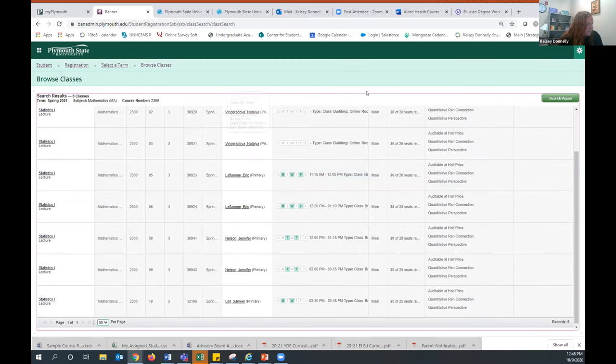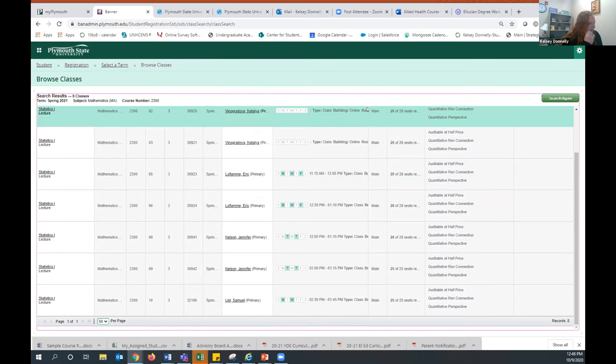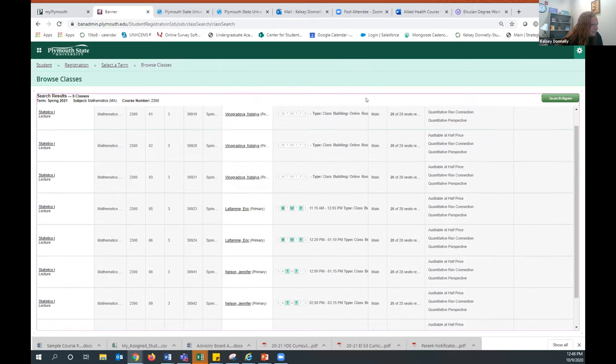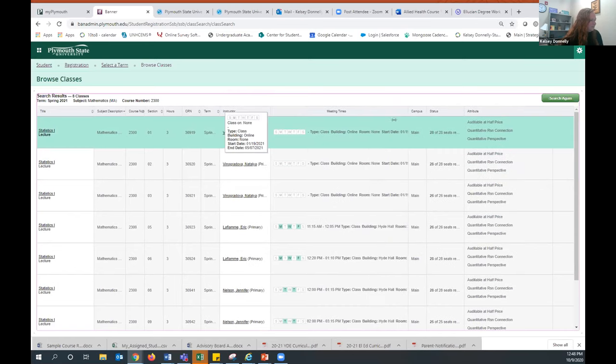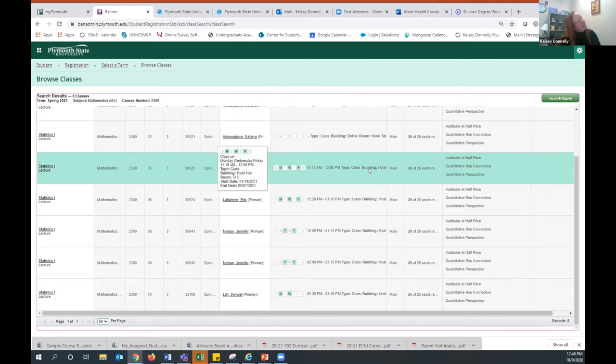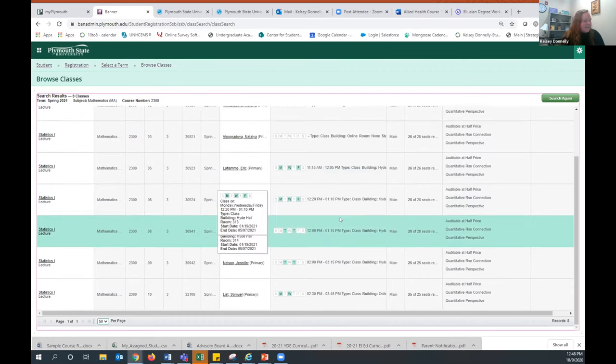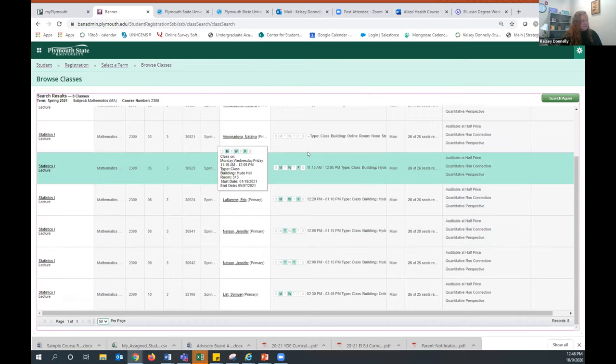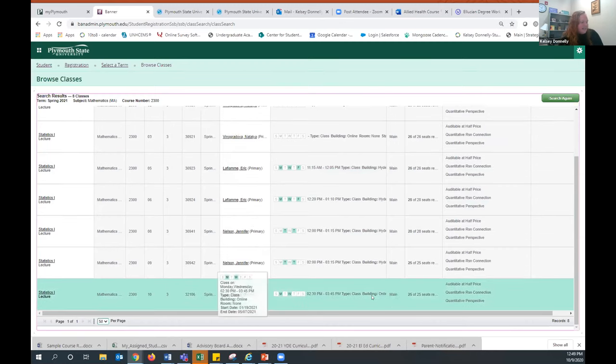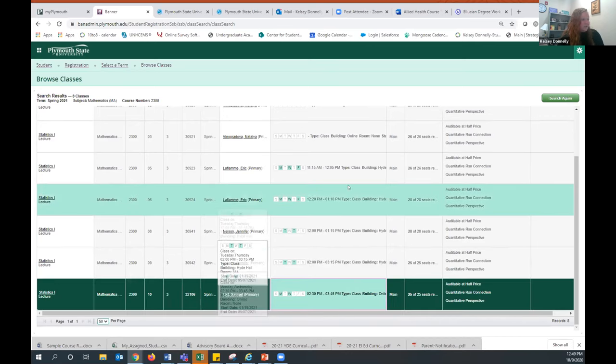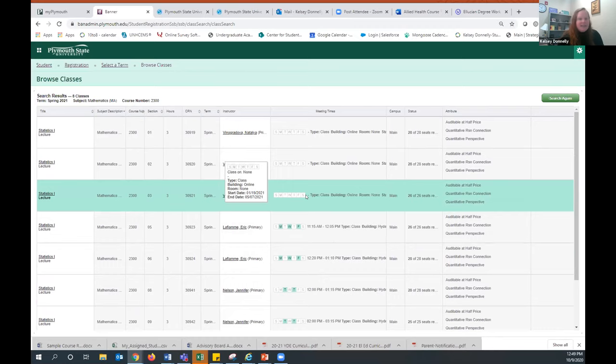Over here, see if I can make this any bigger. So here it says online room. There we go. If a class is in person, it's going to have a building. Some classes are face to face, and then some classes are online synchronous. This math class is a Monday Wednesday class from 2:30 to 3:45, but the building says online. So I know that I have to Zoom in during that time. It's not an in-person face-to-face class, but it's an online class. There's just a specific time. So this class is online with a specific time you have to show up. This class is online with no specific days and times.